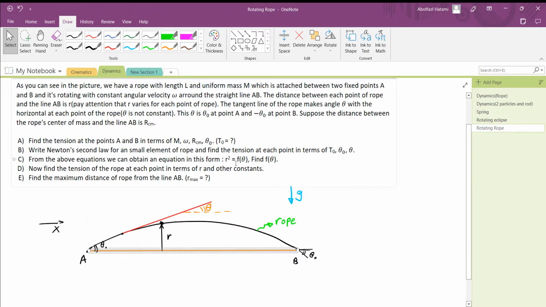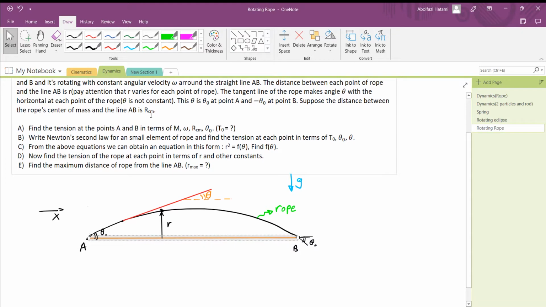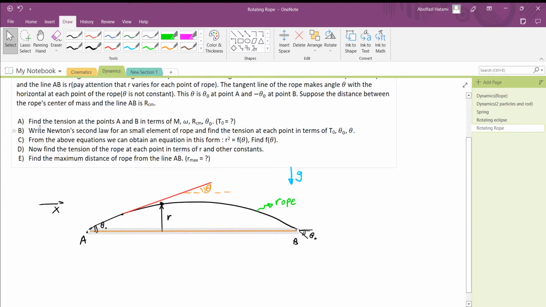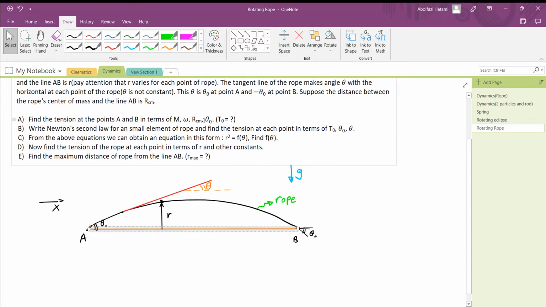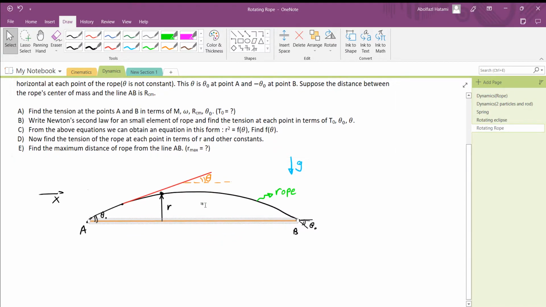Suppose the distance between the rope's center of mass and the line AB is RCM. Part A of the question wants us to find the tension at the points A and B in terms of M, omega, RCM, and theta 0. It means that we should find T0.